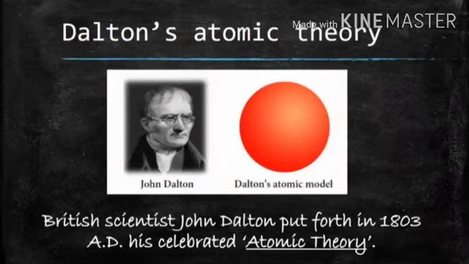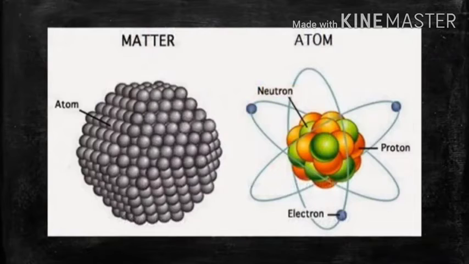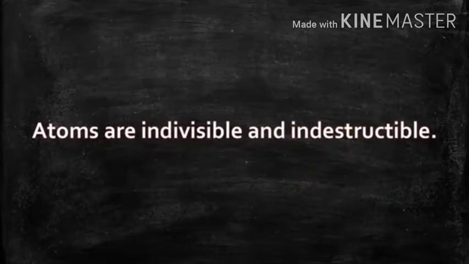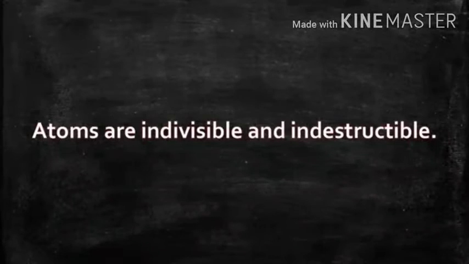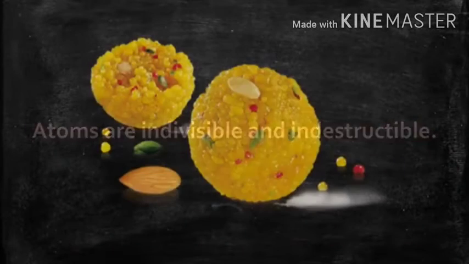The British scientist John Dalton put forth his celebrated atomic theory in 1803 AD, which we are going to understand. According to this theory, matter is made of atoms, and atoms are indivisible and indestructible. All atoms of an element are alike, while different elements have different atoms with different mass.